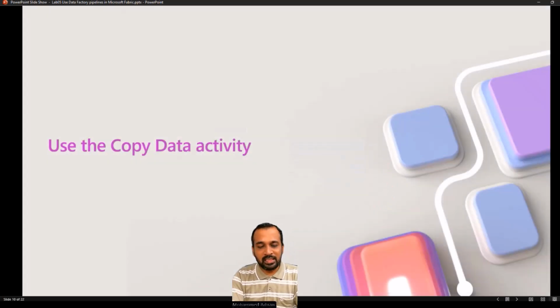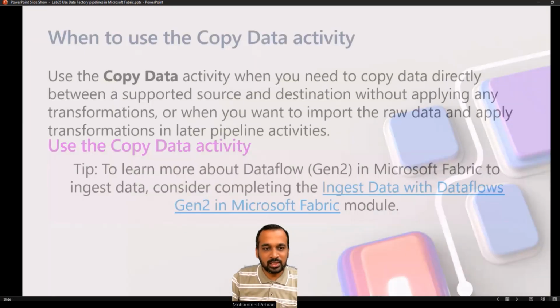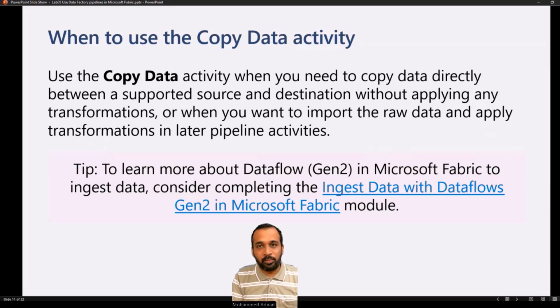So the main important one here is the copy activity, which is usually the most common use case. So when to use the copy activity, basically? You can use the copy activity when you want to directly get the data from the source system and load it into the destination without any transformations. So in that case, you can make use of the copy activity.